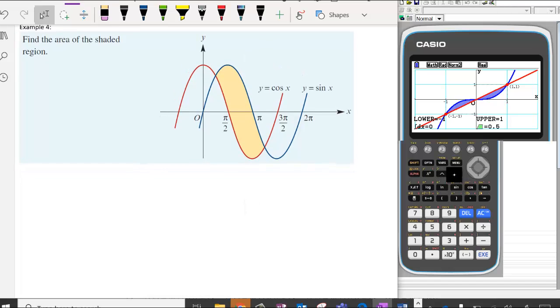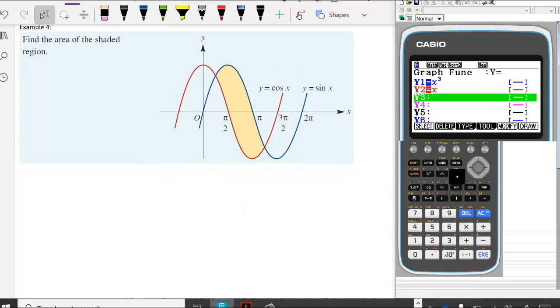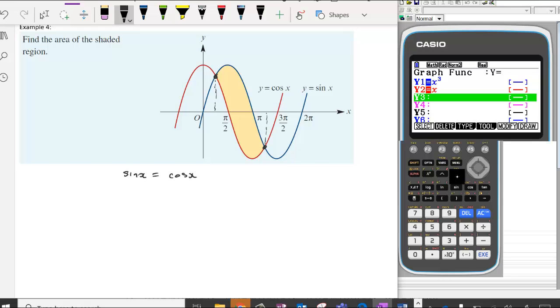Okay, so next example, the sketch is already done for us. We just have to find the area of the shaded region. So these two intersect points are quite important. So it's when sine is equal to cos. So we have sine x is equal to cos x. Divide both sides by cos x. So we have tan x is equal to 1. And x is equal to arctan of 1. So we end up with pi on 4 being the acute angle that we're talking about. So this one here is pi on 4.